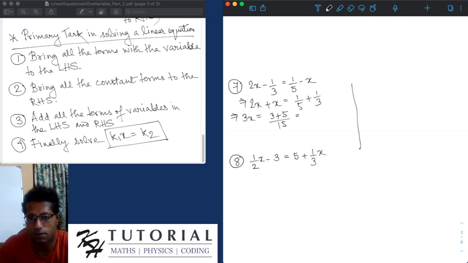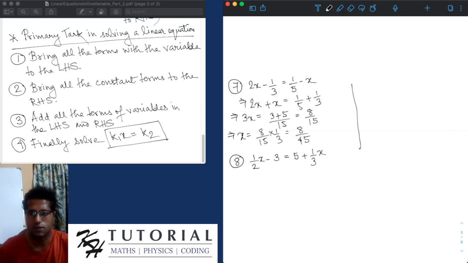So this is 8 by 15. So we got 3x equals 8 by 15, and we know from here that x will be 8 by 15 divided by 3, that is multiplied by 1 by 3, that is 8 by 45 is the solution.